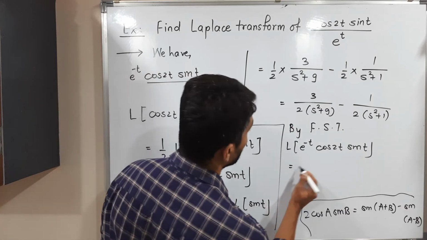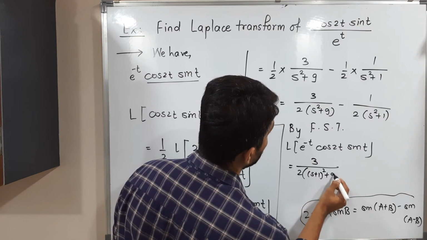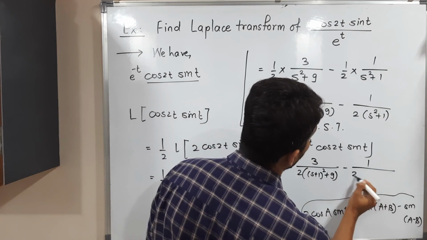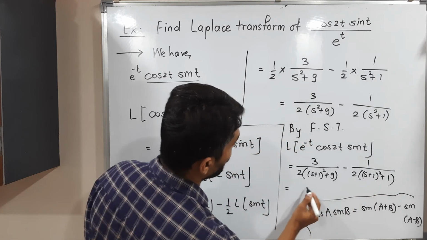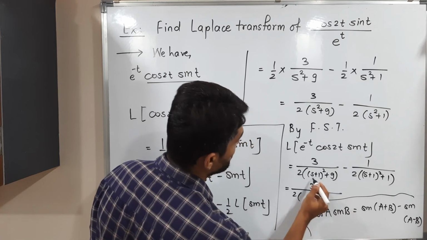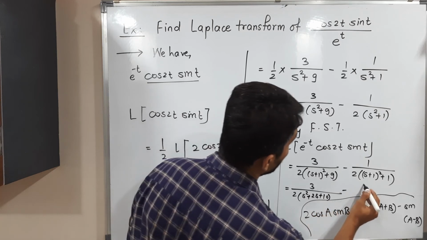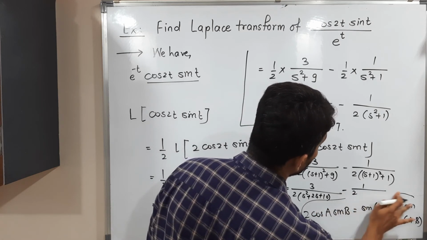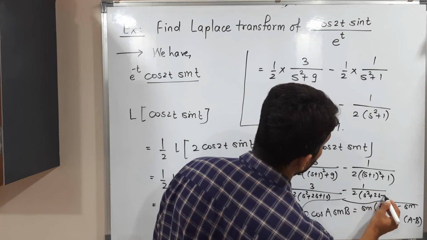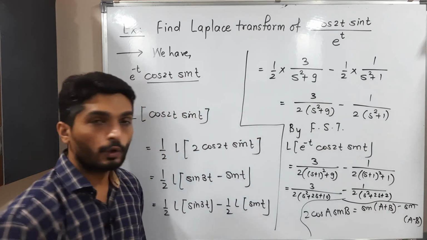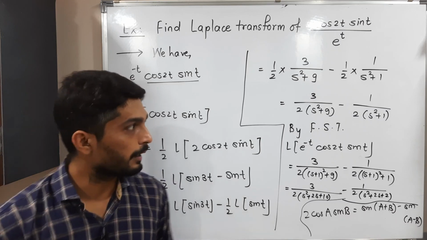So it will be like this: 3 upon 2 into s plus 1 square plus 9 minus 1 upon 2 into s plus 1 square plus 1. If you want, you can expand the bracket. So I am expanding the bracket: s square plus 2s plus 1 plus 9, 10, minus 1 upon 2 into s square plus 2s plus 1 plus 1, 2. If you want, you can further cross multiply and simplify, but this you can also consider as the final answer. I hope you understood.